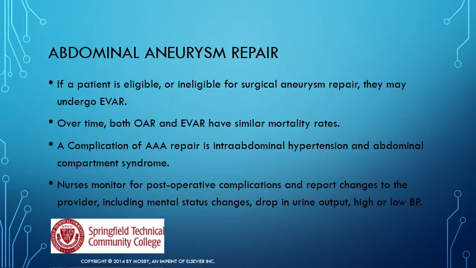So one of the most important things that nurses monitor for postoperatively is a patient's urine output. And sometimes if the concern is that the patient will have abdominal hypertension, the nurse might be asked to do a bladder pressure, where you hook a transducer up to the Foley catheter to try and measure the pressure inside the patient's abdomen.